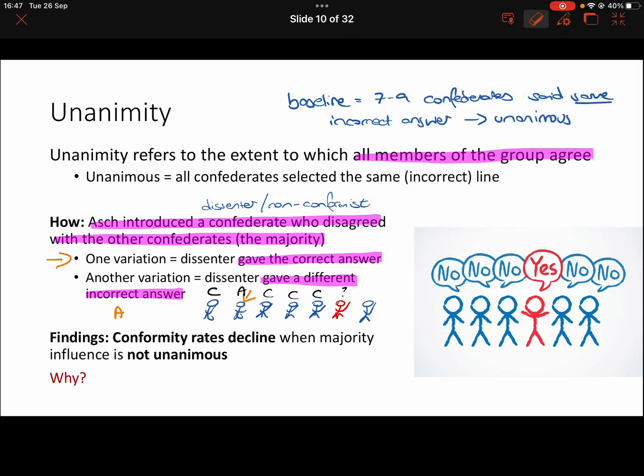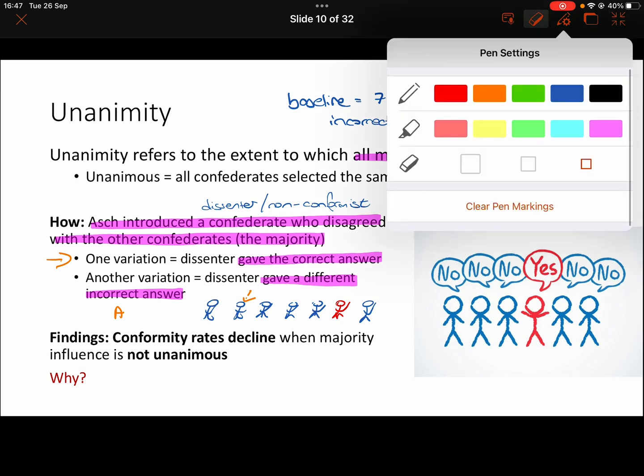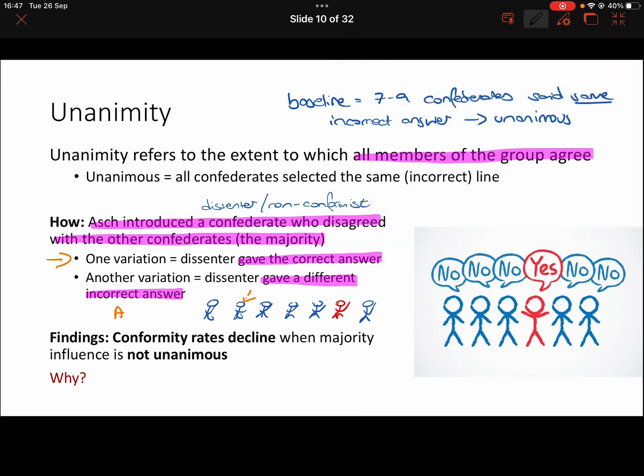And in the second variation, we've got the same Confederate, but this time they give a different answer to the group, but that answer is still incorrect. What happens to conformity with our real participant? Asch found that conformity rates decline when the majority influence is not unanimous. As soon as that unanimity of the group is broken, conformity rates decrease.